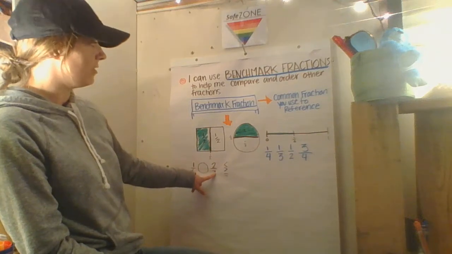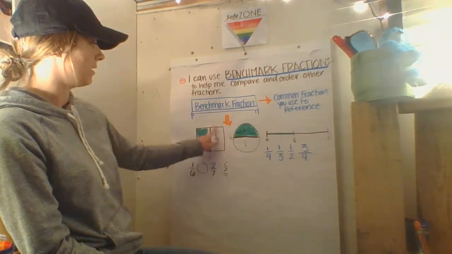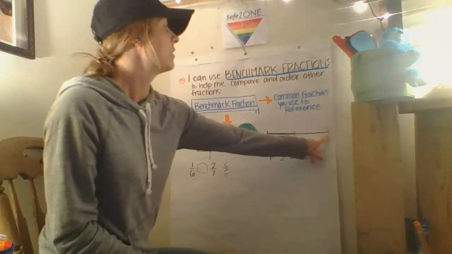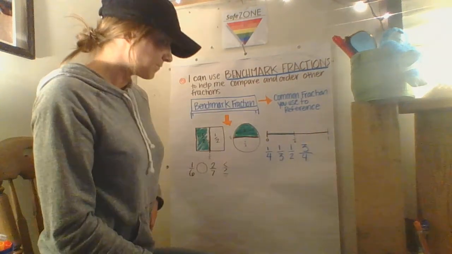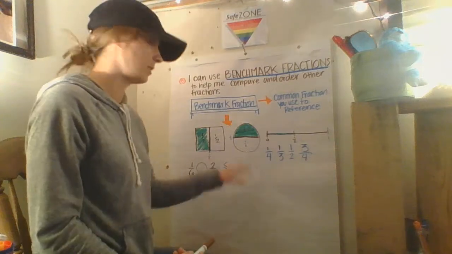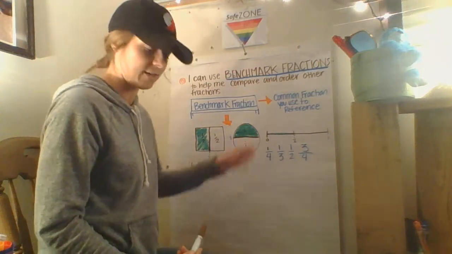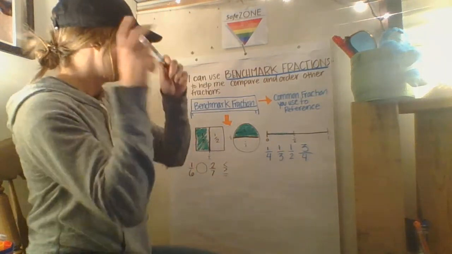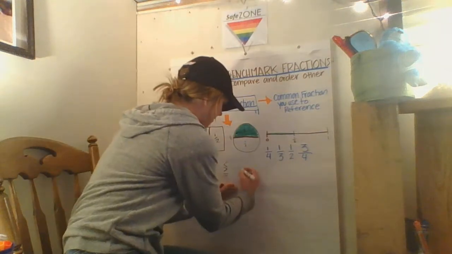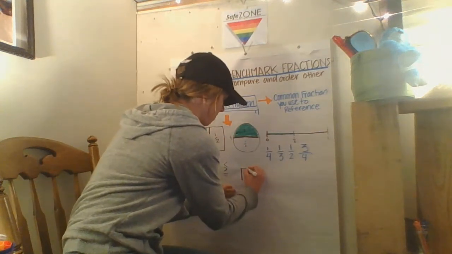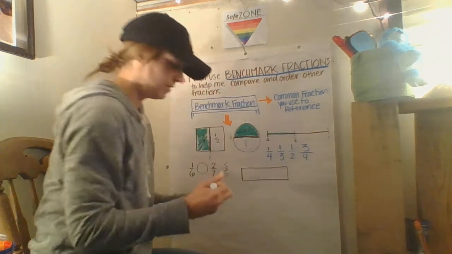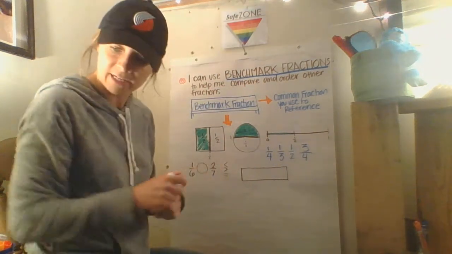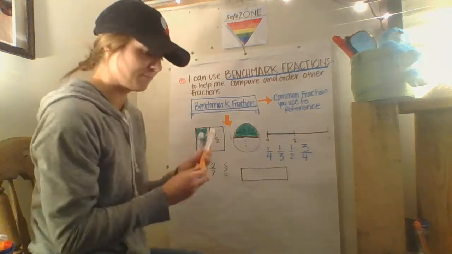So I like to use a rectangle model or a number line. So I'm going to use those two as an example. You might be more comfortable using circles. If so, you're going to use that. Okay, so I'm going to draw my rectangle. And something that's important to note, I'm going to add this little tip on the side.